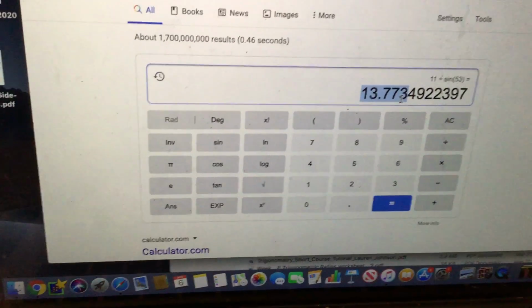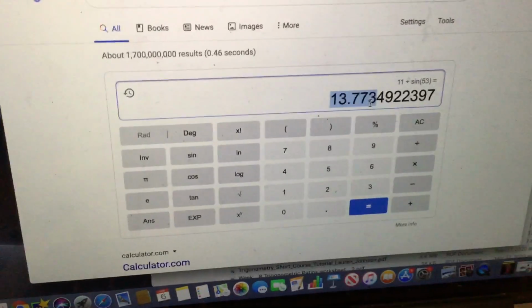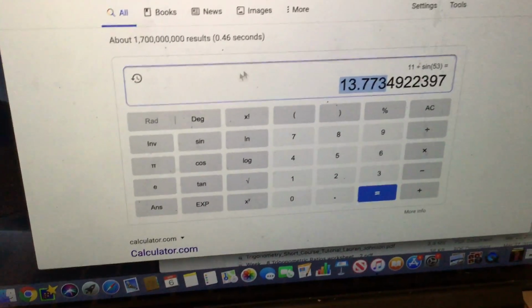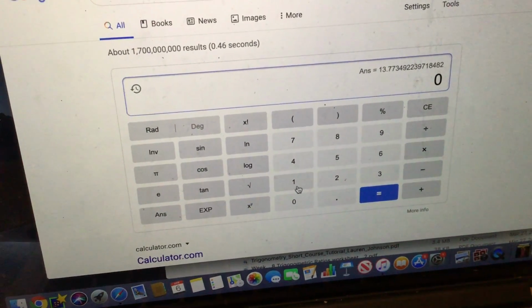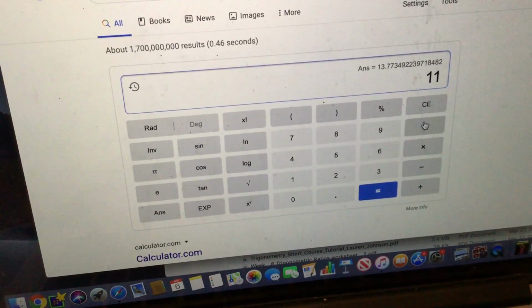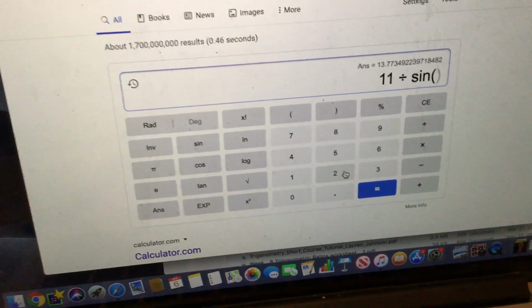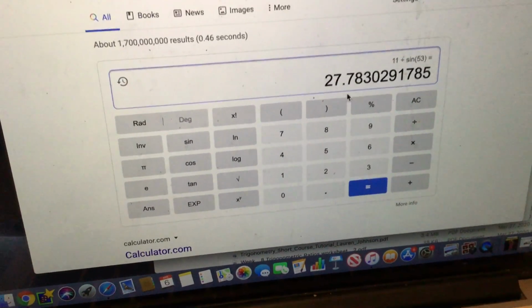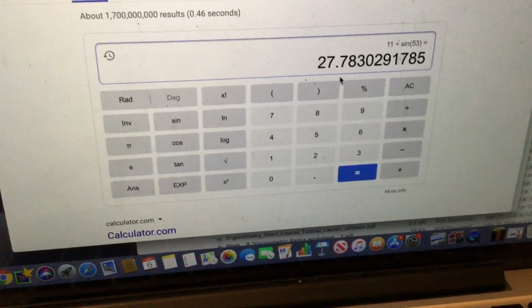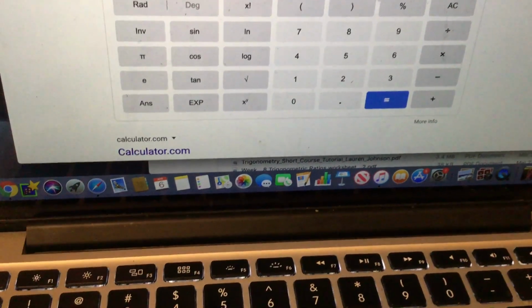The reason I'm telling you guys to make sure that you're in degrees, not radians, is because I guarantee I'll get a question like, okay, so let's say I do this in radians: 11 divided by the sine of 53 degrees. I would get 27.783 and so on.